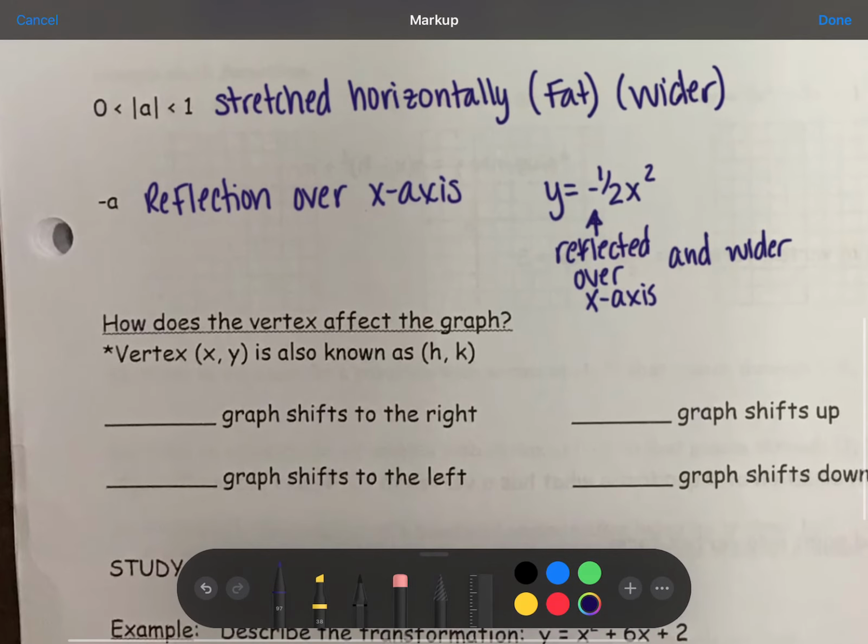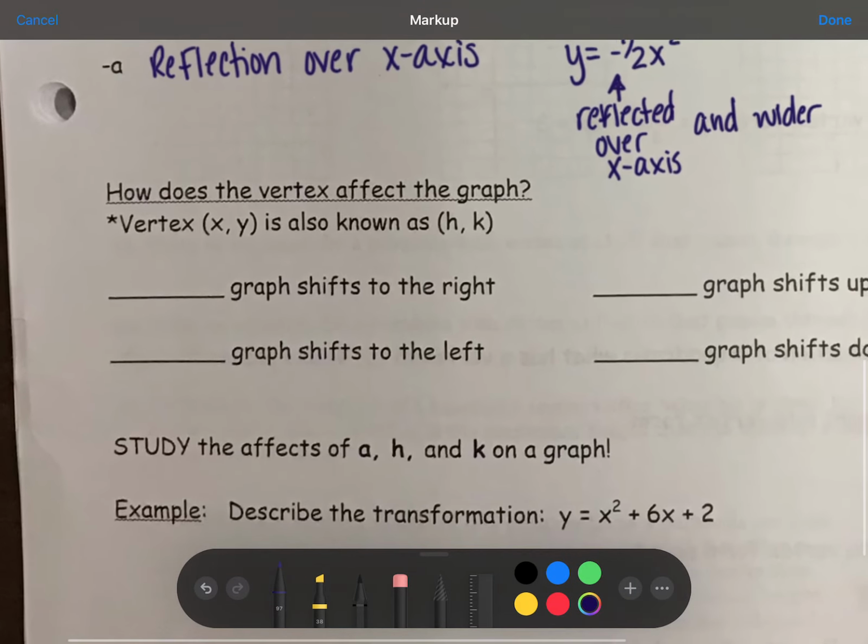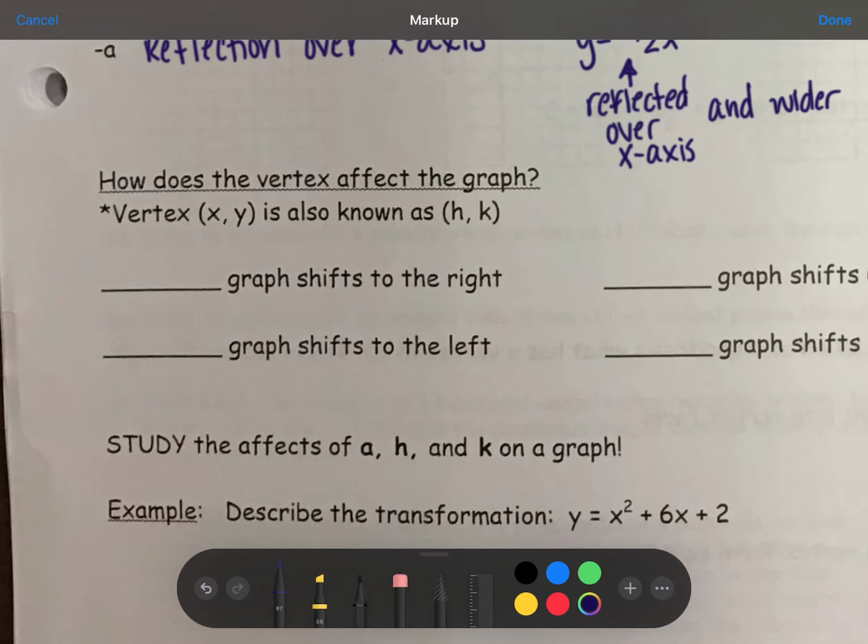The next thing I want to look at is how does the vertex affect the graph? Well, we know how to find the vertex. We would do negative b over 2a, take that value and plug it back into the equation, and that gives you the y coordinate of the vertex. And we also use h comma k as our vertex because when we talk about transformations, we generally talk about h and k versus x and y.